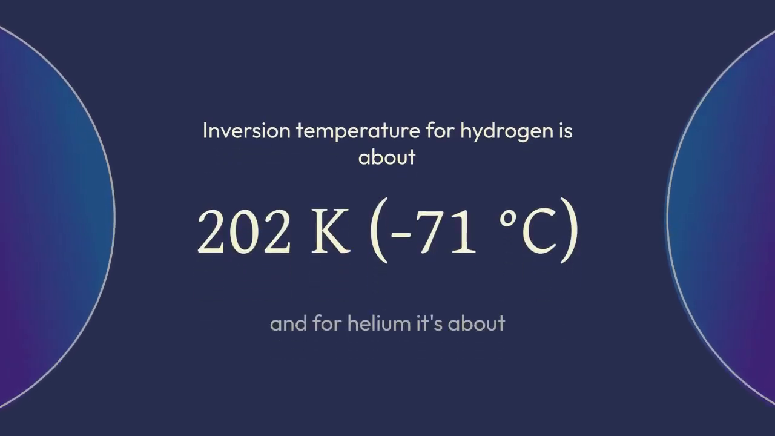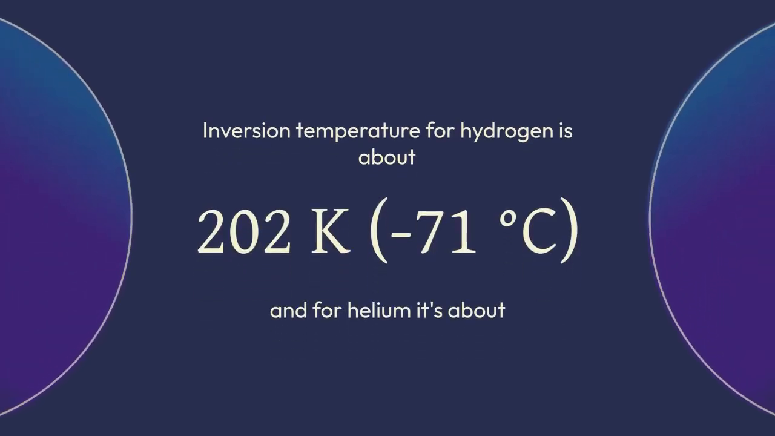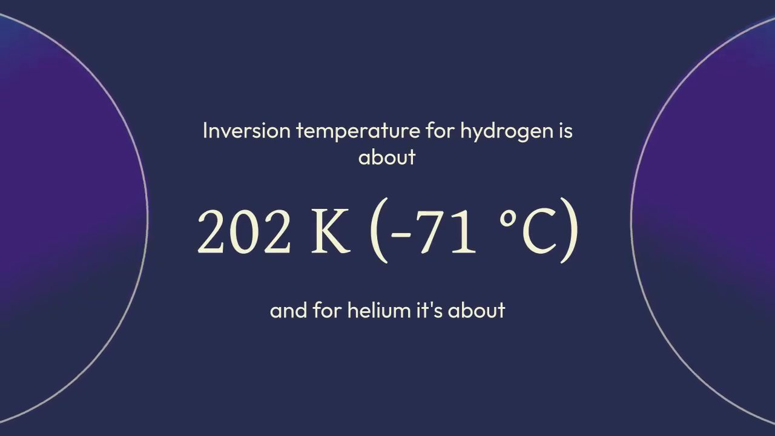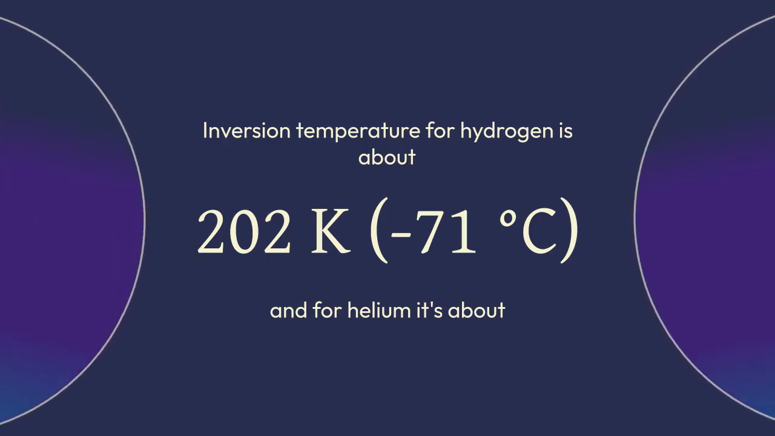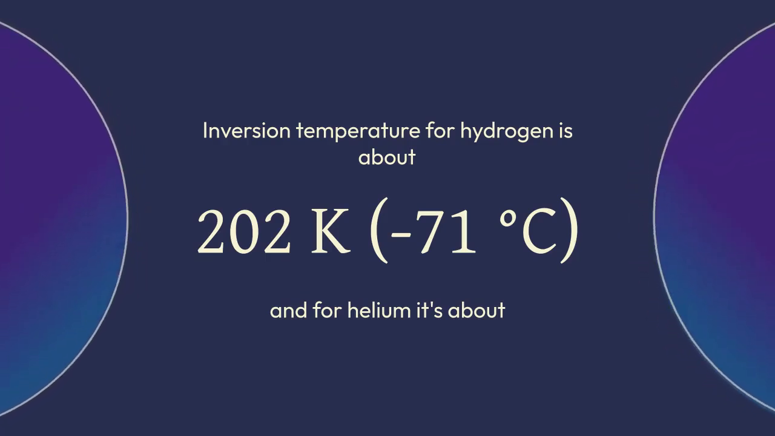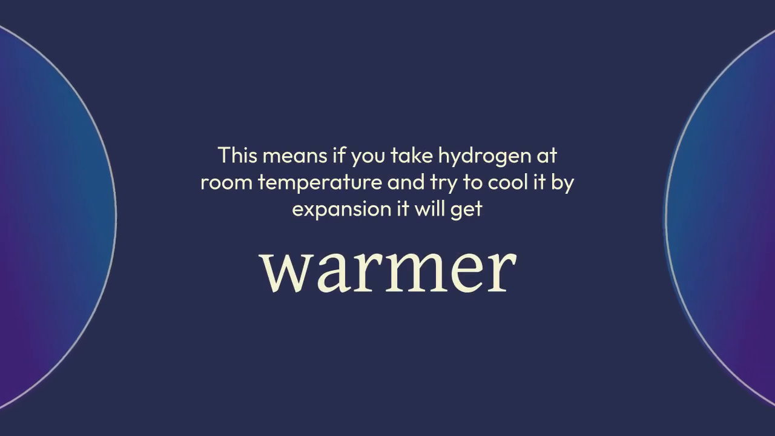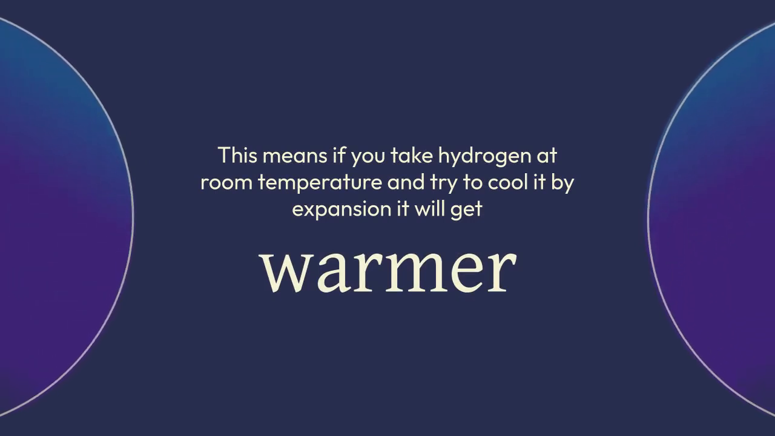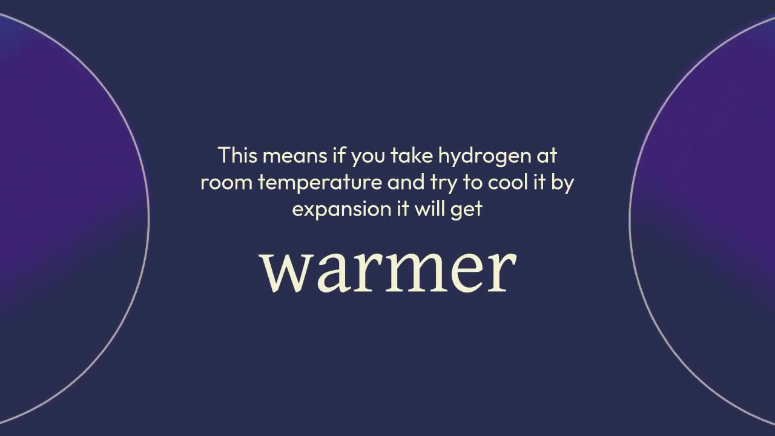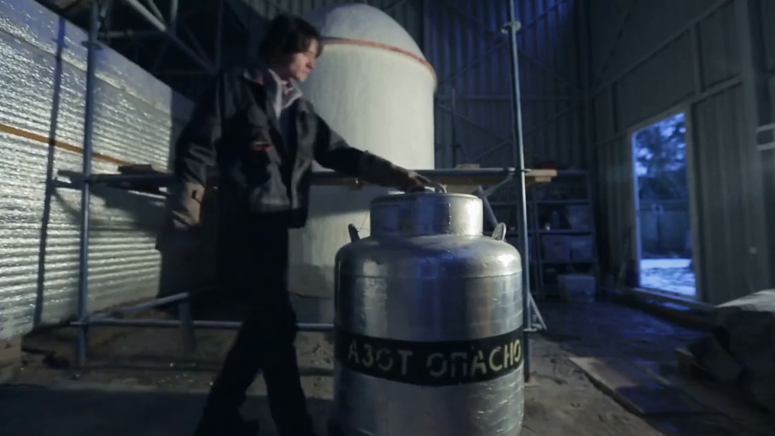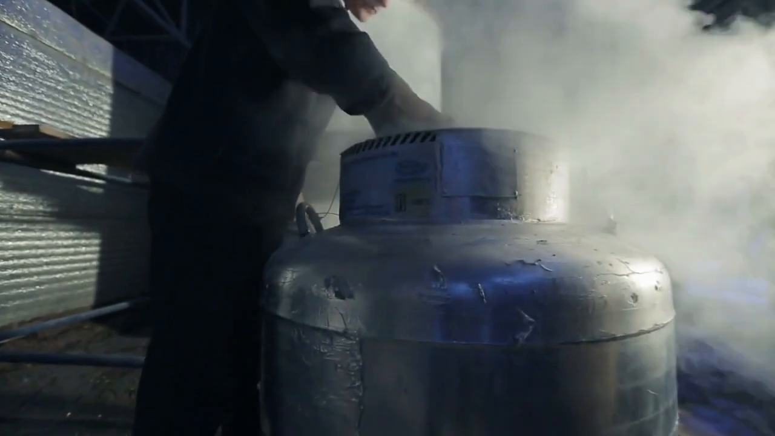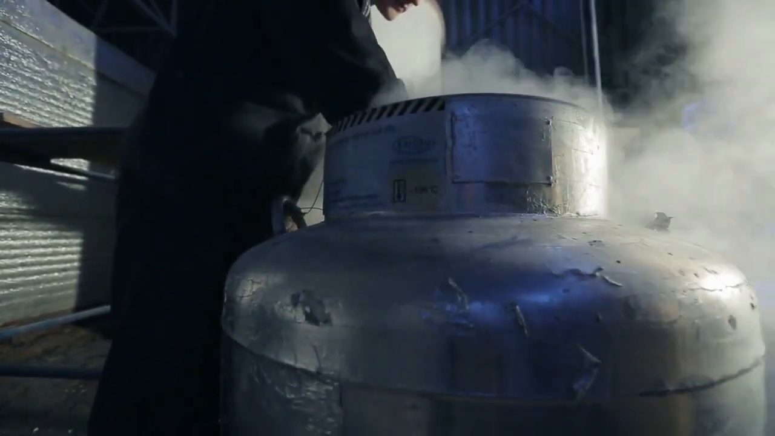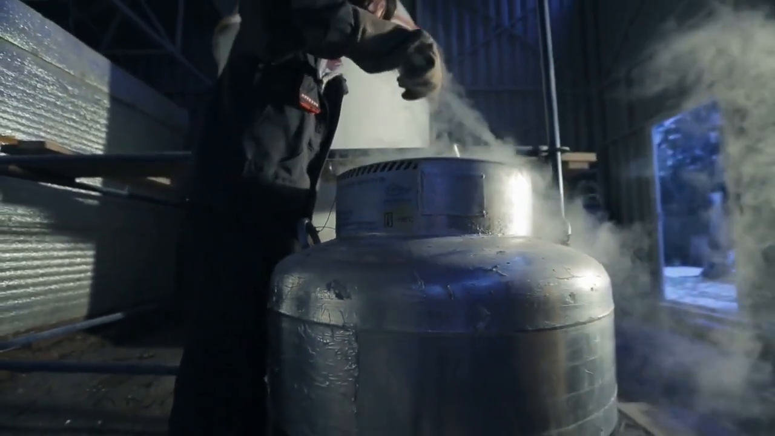For example, the inversion temperature for hydrogen is about 202 Kelvin, minus 71 degrees Celsius, and for helium, it's about 40 Kelvin, minus 233 degrees Celsius. This means if you take hydrogen at room temperature and try to cool it by expansion, it will get warmer. To liquefy it, you must first precool it to below minus 71 degrees Celsius, and only then will further expansion make it colder and eventually turn it into a liquid.